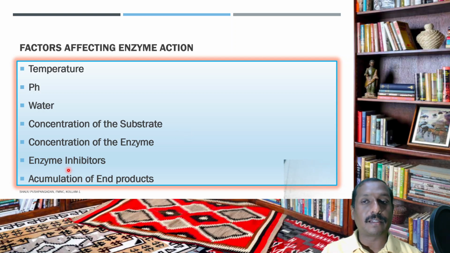Then enzyme inhibitors: some chemical substances in the medium can inhibit the process of enzyme action, and if that kind of chemical substances are there, there will not be any kind of enzyme action. Then accumulation of end products: if the final products of the biochemical reaction get accumulated, that also will adversely affect the rate of enzyme action. So these are the different factors which are affecting the enzyme action: temperature, pH, water, concentration of the substrate, concentration of the enzyme, presence of enzyme inhibitors, then accumulation of the end products.